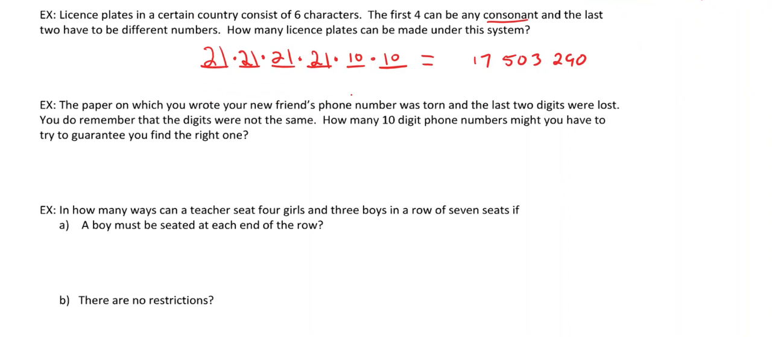All right, next one. So it says the paper on which you wrote your new friend's phone number was torn and the last 2 digits were lost. You remember that the digits were not the same. How many 10-digit phone numbers might you have to try to guarantee you find the right one? All right, so 10-digit phone numbers. So you could write our digits here, right? Actually, you know what? I'm going to put them in groups of 3, like a phone number.